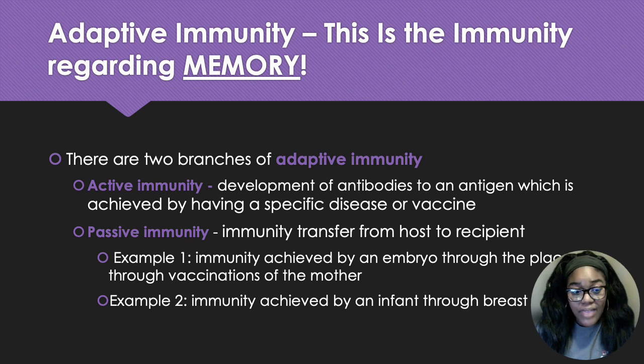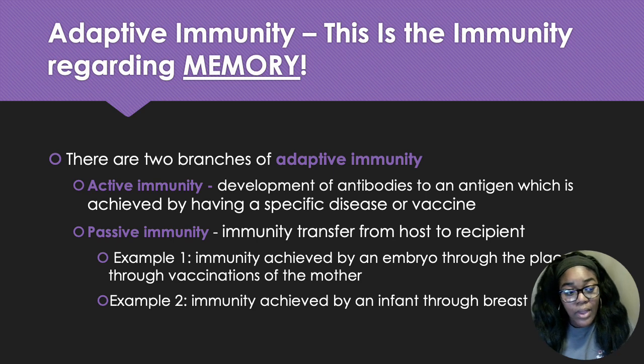And the best example of that is when we talk about embryos or infants. One example I can give you is that if a mother receives a vaccination, the immunity that is developed from that vaccination is actually passed on to the embryo. Another example would be through breast milk. What the mother has as immunity for that period of time can be passed on to an infant through breast milk, because breast milk does help with the immune response and developing a baby's immune system.